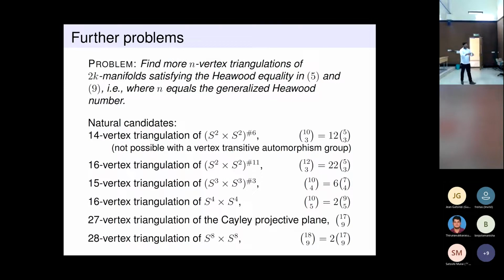Right. So here are some more problems. This is one problem: find more n-vertex triangulations of 2k-manifolds satisfying the Heawood equality in 5, that is, when n equals the generalized Heawood number. These are the natural candidates. You can just read that one: a 14-vertex triangulation of 6 copies of the connected sum of S2 × S2, a 16-vertex triangulation of 11 copies of S2 × S2, and so on. And also a 20-vertex triangulation of the Cayley projective plane. So we have that article I was just talking about.